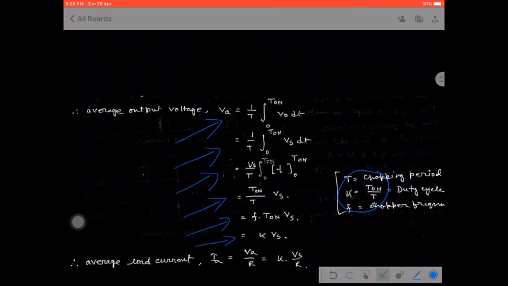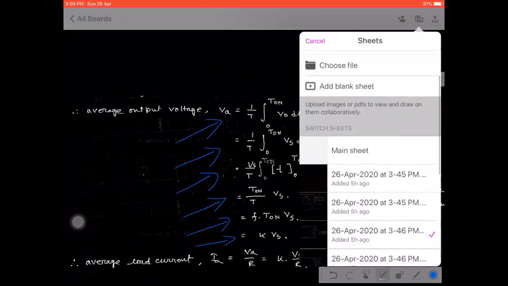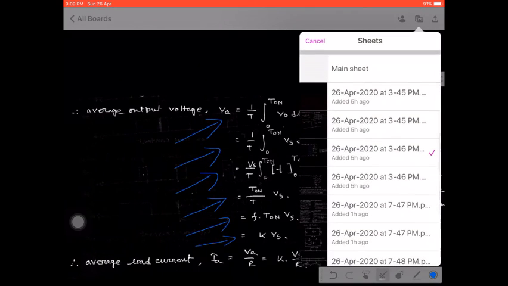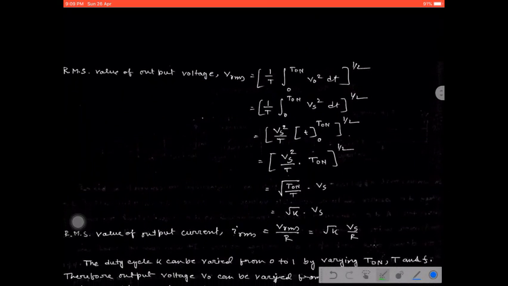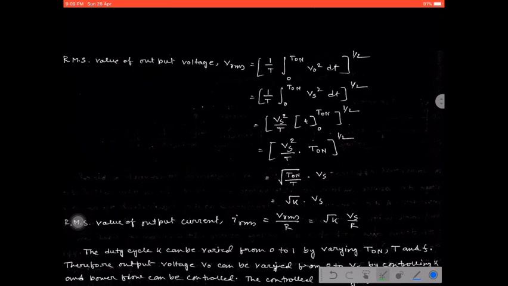Now we should calculate the RMS value also. So this is the sheet in which we can explain the calculation of the RMS value. See, in this sheet, the calculation part is given. The RMS value is equal to root mean square. So that is why 1 by T integration of V0 square dt from 0 to T.